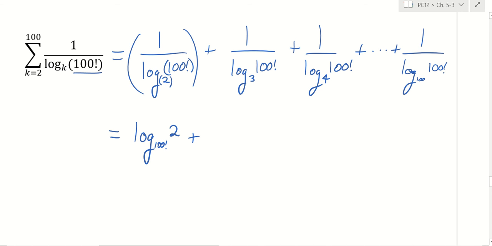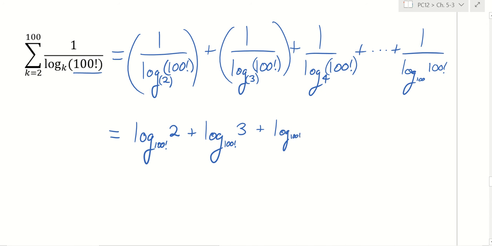And we'll do the same for every logarithm, for every fraction here that we see. So again, to write this as a simpler logarithm, just log, we can swap the base and the input. So the old input becomes the new base, the old base becomes the new input, and so on. Do the same thing here. 1 over log base 4 of 100 factorial is just log base 100 factorial, pardon me, of 4.